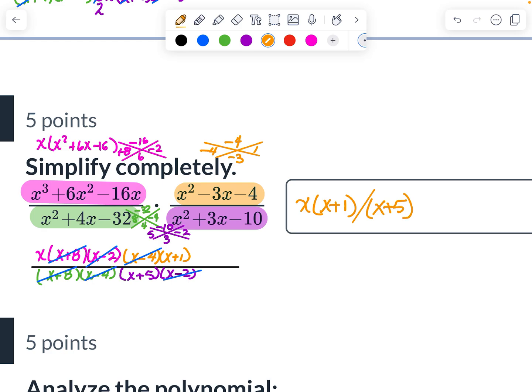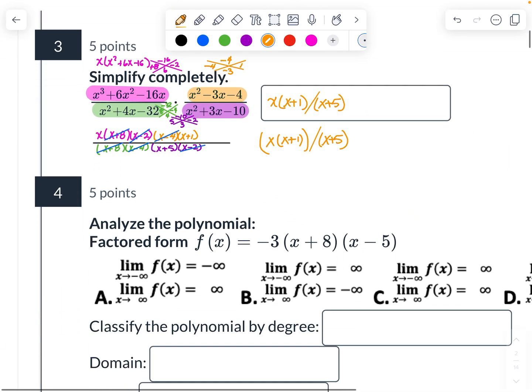So it is fine to write your answer like that. If you would like, you could also write your answer like this. That is also just fine. Either of those things are fine. Both of them will be counted correct.